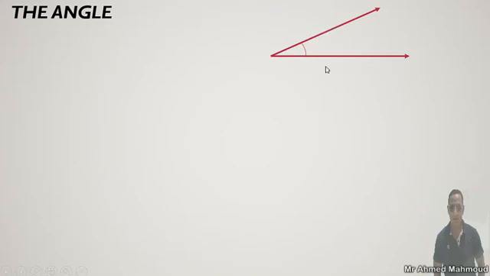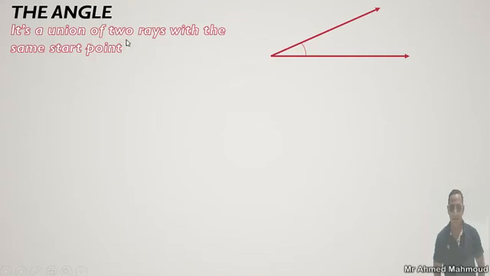The next definition with us is called the angle. The angle, as we learned before, is the intersection of two rays like this. We have a ray like this, and another ray. They intersect together at the starting point, which is called the vertex of the angle. It is the union of two rays with the same start point. This start point is called the vertex of the angle, and this ray is called a side of the angle, and this ray is called the other side of the angle.